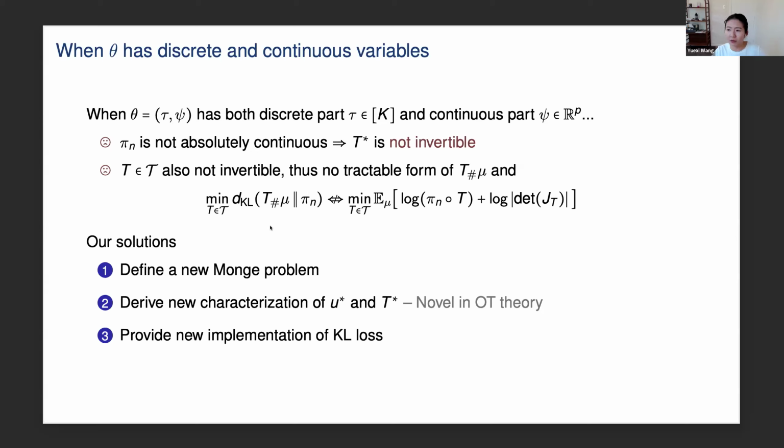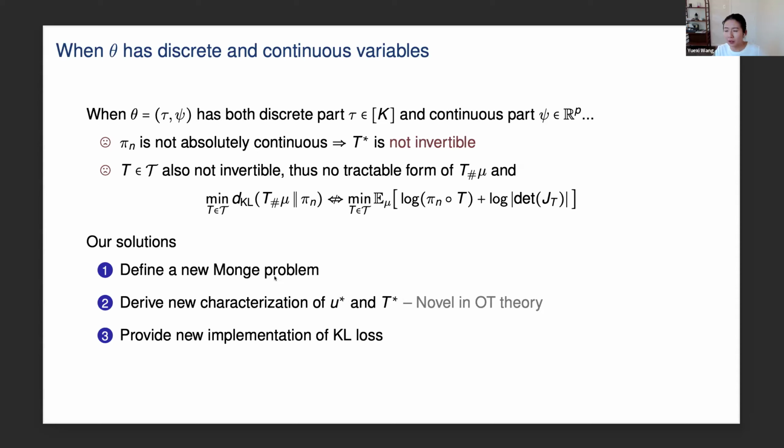So our solution follows 3 steps. First, we need to define a new Monge problem, so we need to rewrite the L2 loss transport class. The second step is we derive a new characterization of the optimal potential function and the optimal transport map under the new Monge problem. And the third step is we provide new ways to implement the KL loss to find the new U star and T star.